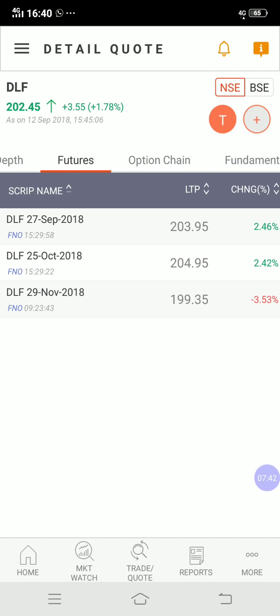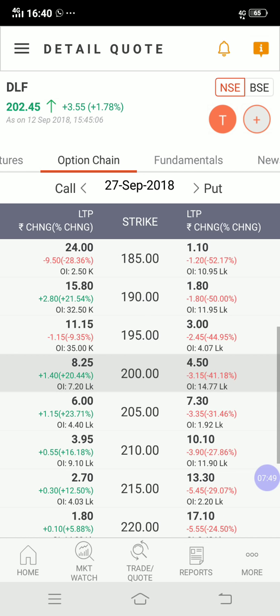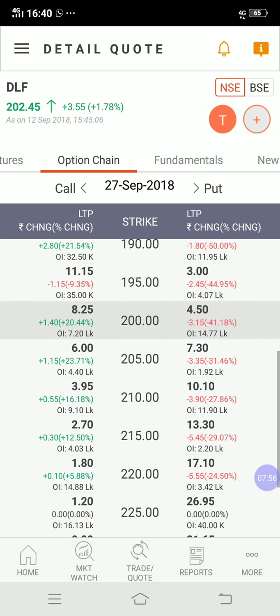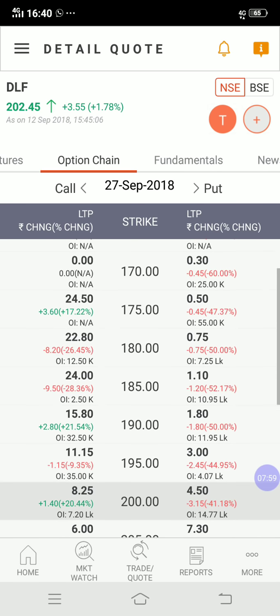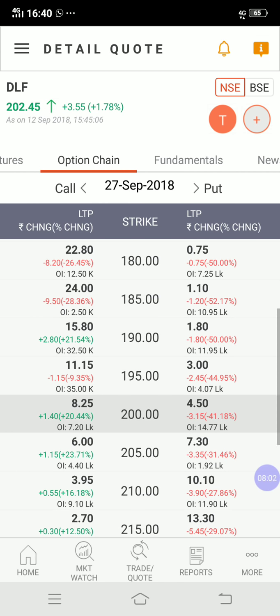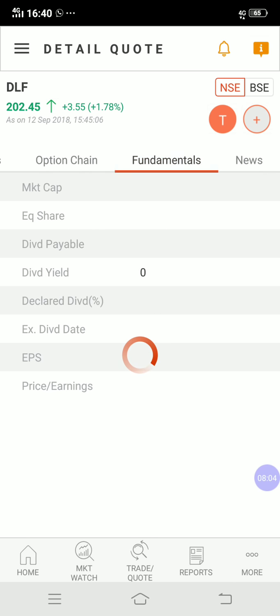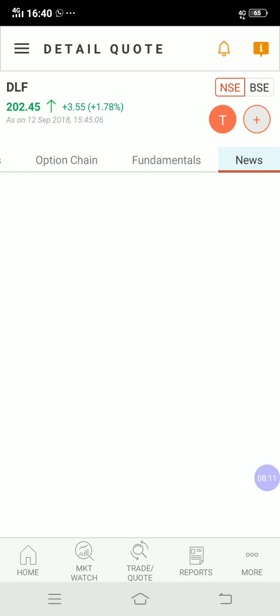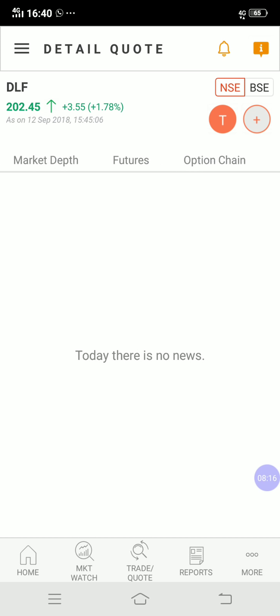So 27th September you want to buy, or 25th October, 29th November futures, and these are the option chains. For what strike price the call option is at, the put option is at. So this is very clearly seen, and you need not search at different places. And fundamentals of the stock. So these are the fundamentals of the stock. Okay, and news, if any news are there on this particular stock, those can be seen here.